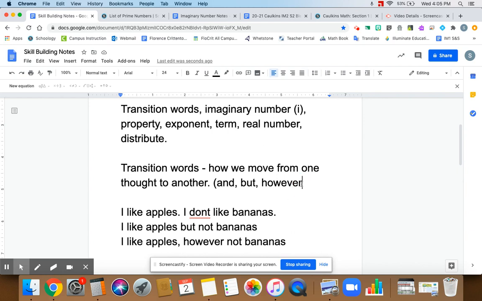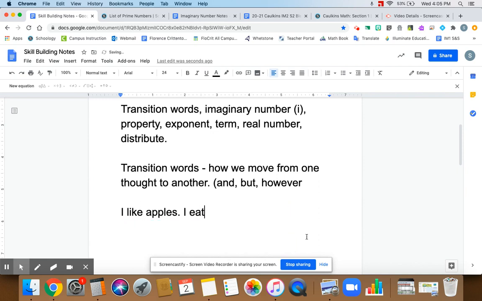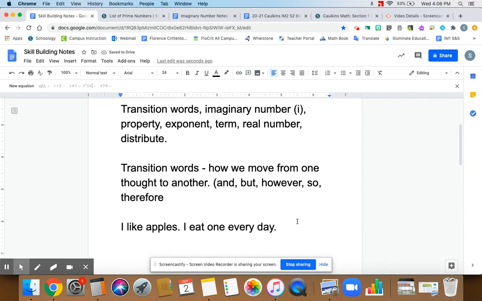More transition words for thoughts that connect to each other. Like I might want to say, I like apples, I eat one every day. A way to connect those sentences with a transition word might be so, because I could say, I like apples, so I eat one every day. Another transition word for connecting thoughts that go together is therefore. So I like apples, therefore I eat one every day.